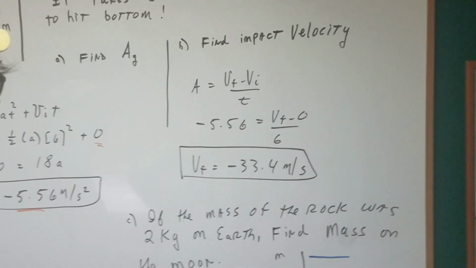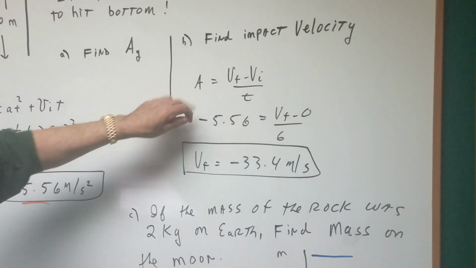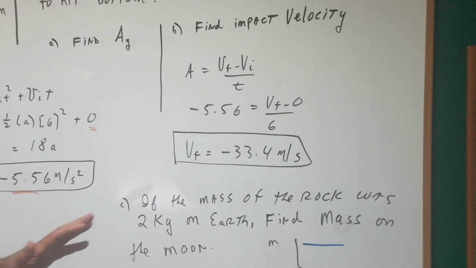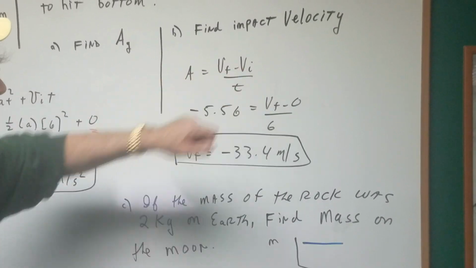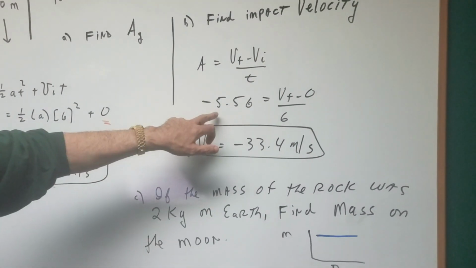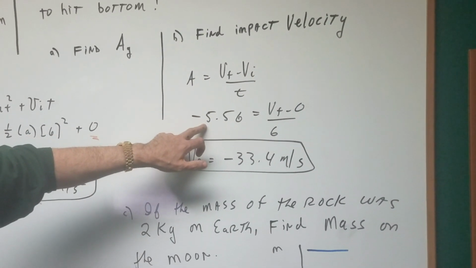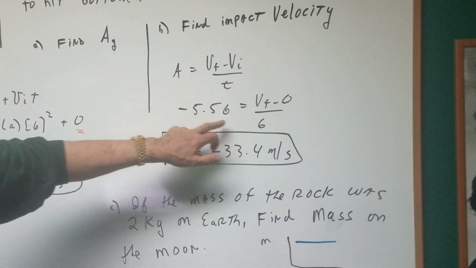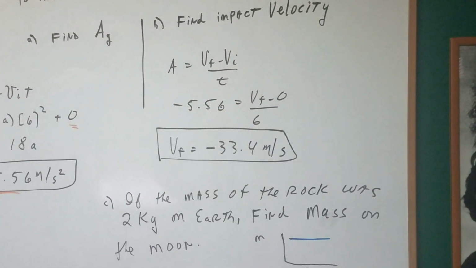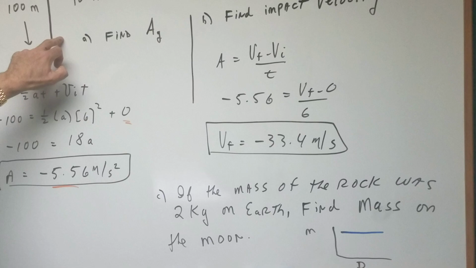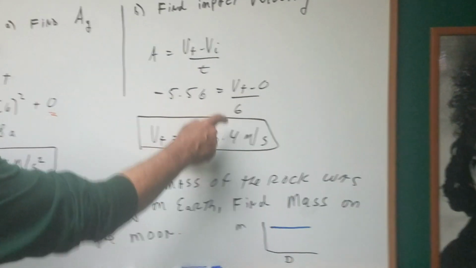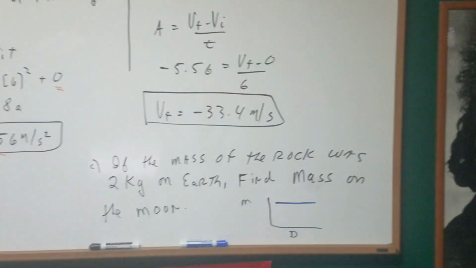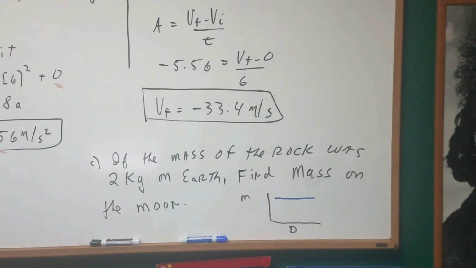What would be the impact velocity? Well, the acceleration formula works wonderful. Acceleration is final velocity minus the initial over time. We already found the acceleration to be negative 5.56. We know the time. We don't know the final speed at the bottom right before impact, and we know the initial was 0. Cross multiplying, again, gives me a negative number, which just means it's going downward.